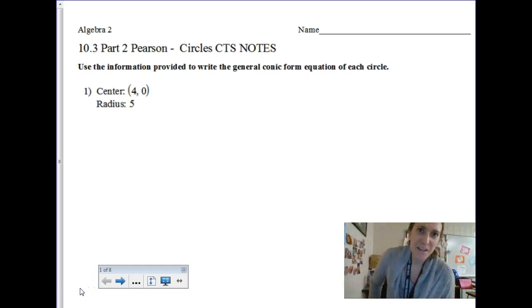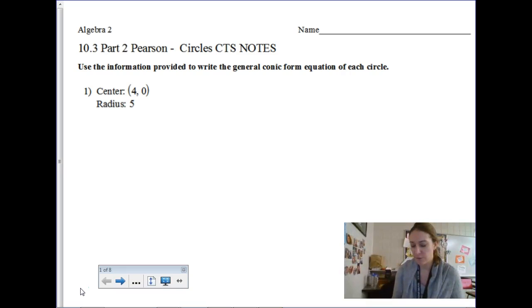Our next lesson is kind of an extension of completing the square, but it's also a revisit of the circles in the coordinate plane lesson. So first, we have to remember what we already knew about circles, which was if we were given the center and the radius, we could come up with the standard form of that circle.